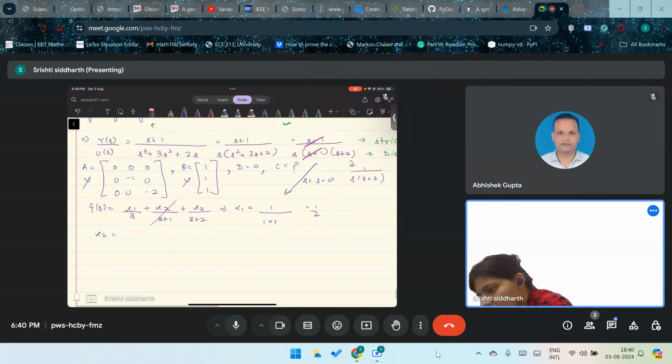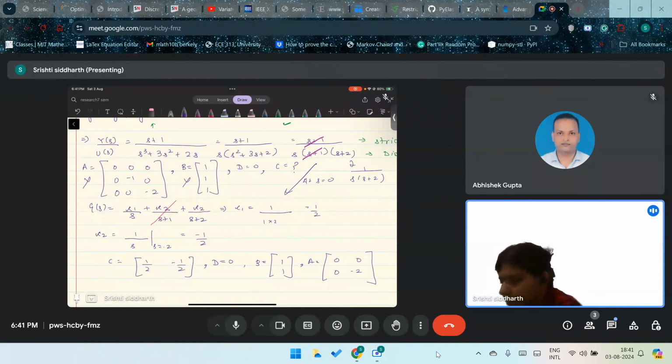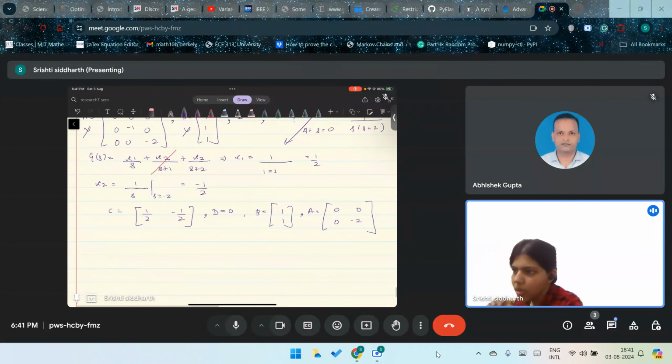C2 is just, okay, so it's going to be 1 upon s at s equals minus 2. This is minus half, and this is half. So C is going to be half, minus half. D is 0. B is now just 1, 1. And we have A as 0, minus 2, 0, 0. Okay, so I hope this was clear to you.